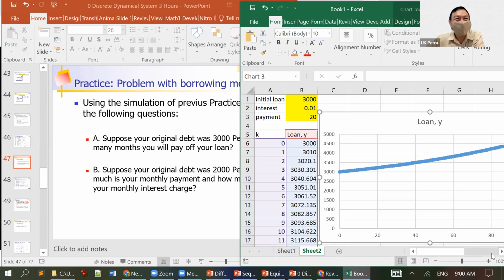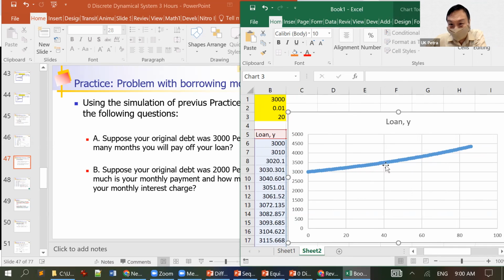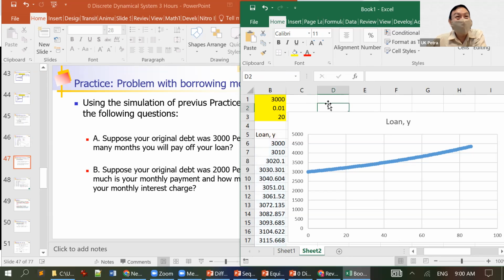Why is behavior important? Okay, actually non-linear, this one. But look, what happened to your original loan? You will never be able to pay. Okay? This is credit card debt. This is not China debt. This is credit card debt. You will never be able to pay your loan.